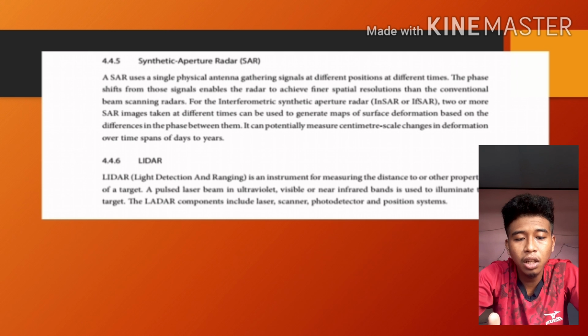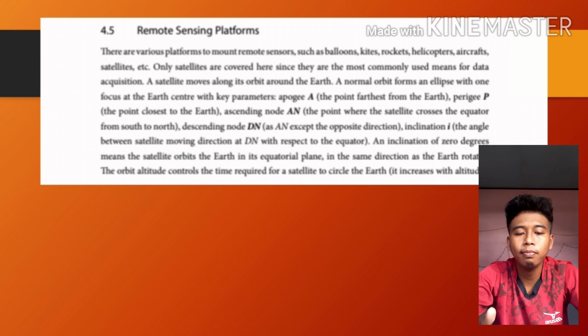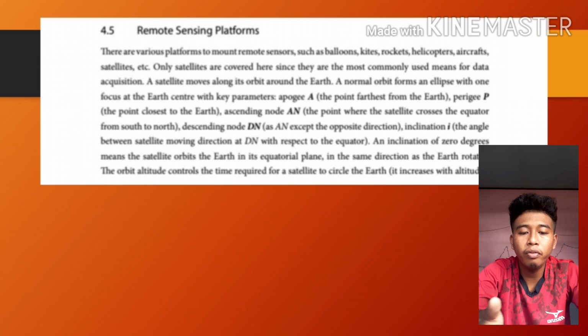SAR uses a single physical antenna gathering signals at different positions at different times. The signals received enable the radar to achieve finer resolution than conventional beam-scanning radar. Now 4.6, LIDAR. LIDAR is light detection and ranging, an instrument for measuring distance or the properties of a target. Now remote sensing platforms.